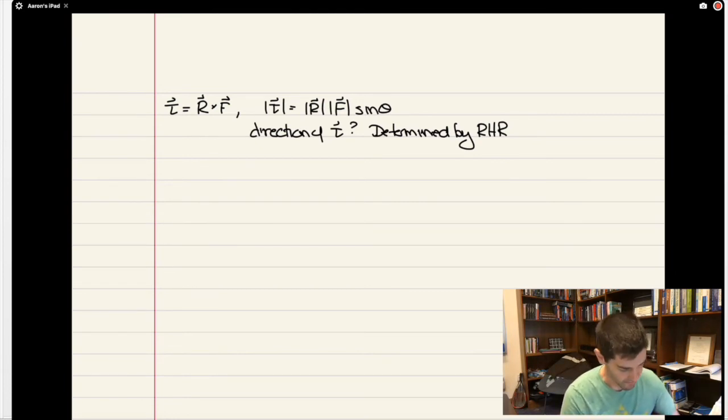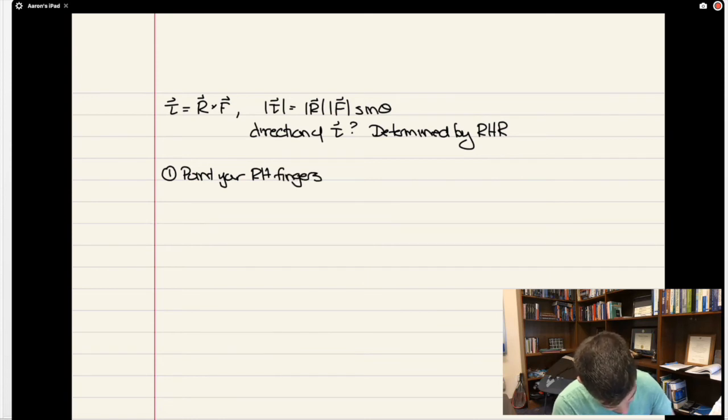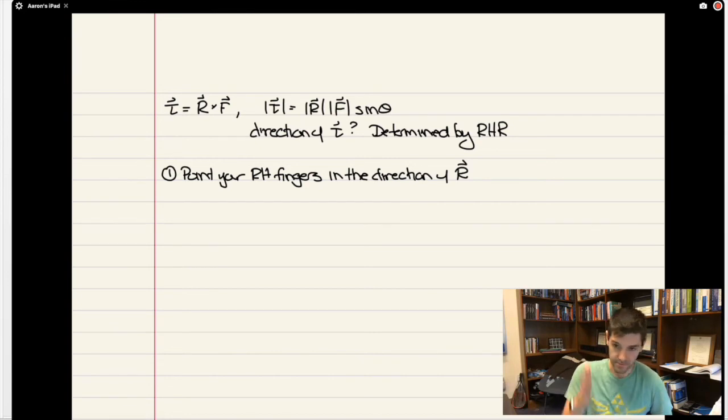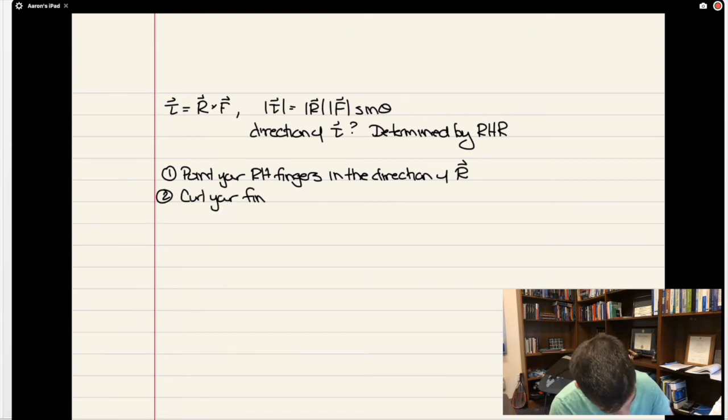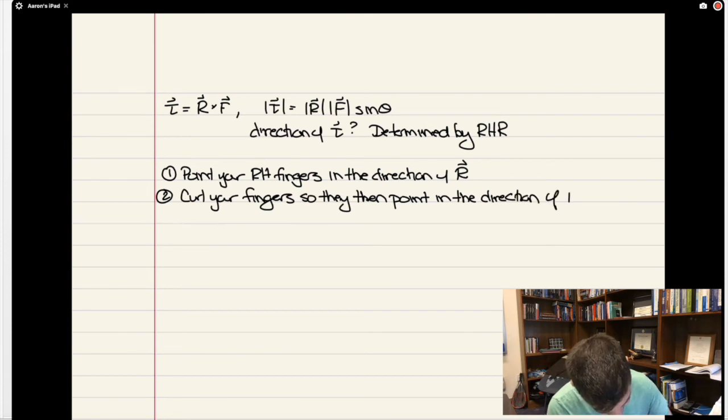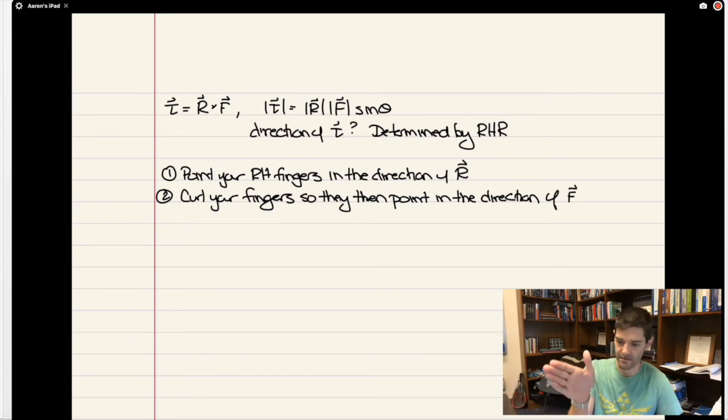The way that is easiest for me to remember this is the following steps. One, point your right hand fingers in the direction of r. So your hand is kind of straight out, just point your fingers in the direction of r, whatever that vector is pointing in. Two, curl your fingers so that they then point in the direction of F. So if F is pointing this way and r is pointing this way, I might start by first pointing my fingers in the direction of r, then curling my fingers so that they then point in the direction of F.